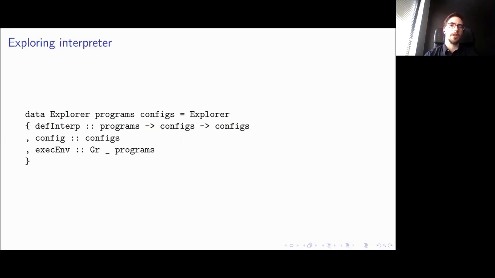So to do that, we make the Explorer type a parameterized data type, where the parameters of this type are the programs and the configurations. From this type, we can deduce the type signature of the definitional interpreter, the config, and the execution environment. In the execution environment, we want to store configurations and programs, where programs are the edges and configurations the nodes. However, storing configurations directly can become quite messy, since configurations can get rather big, and if you have many, it's very difficult to operate.